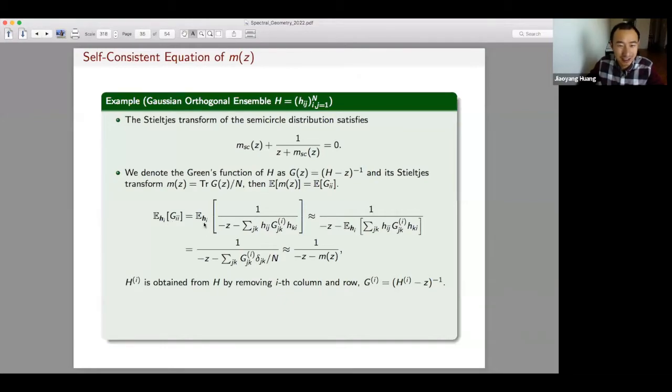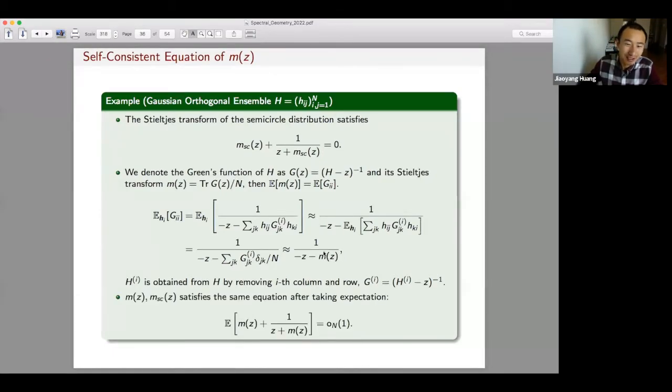And then we can integrate out the ith column and ith row. Roughly up to some small error, we can move the expectation to the denominator and then integrate out h_ij and h_ki. Because they are independent Gaussian variables, the variance is roughly 1 over n. So integrating them, we get delta_jk over n and sum over j, k. This is really the Stieltjes transform of G^(i), the sum of G_jj^(i) over n, sum over j. This gives the Stieltjes transform of the matrix with the ith row and ith column removed. Because this is just a rank one perturbation, it only makes a minor change for the Stieltjes transform. We can essentially replace it back by the Stieltjes transform m(z).